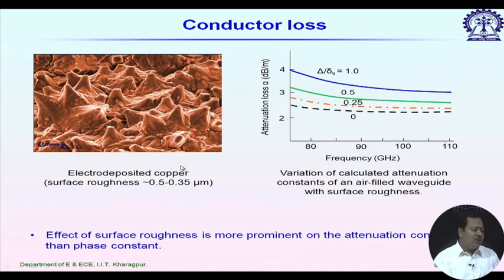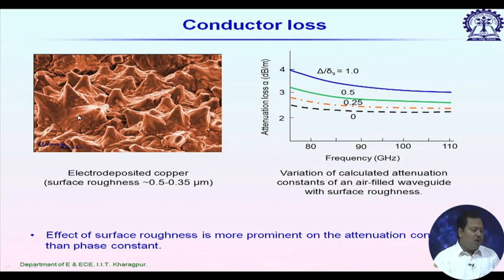Now, you compare this value with the skin depth. Do you remember the skin depth value for copper at 100 gigahertz? It is 0.21 micrometer. So, if I compare this value, this capital delta, it is already more than delta s, the skin depth. So, the surface roughness will be very high. Due to the surface roughness, we have a much higher conductor loss than what we calculated.